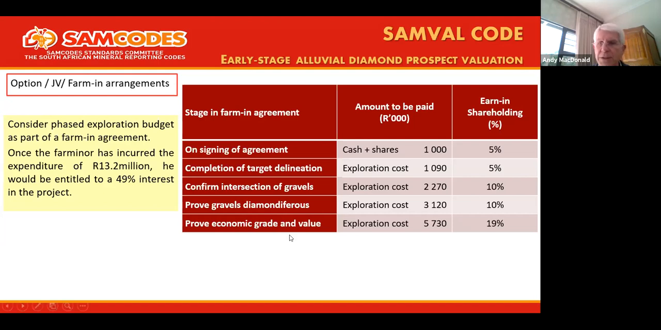So you can see here, apart from the million rand up front, here's the exploration budget that we'd put down, which is the 12 million rand. So by the time I've spent 12 million rand plus the 1 million rand up front, so 13 million rand, I could have earned up to a 49% interest in the project.